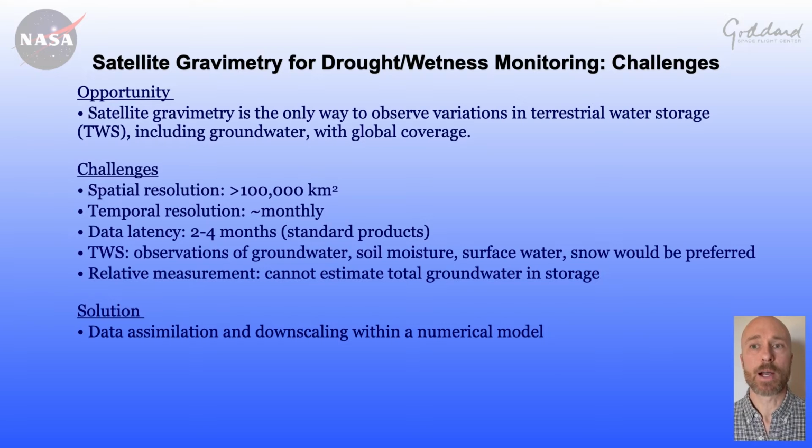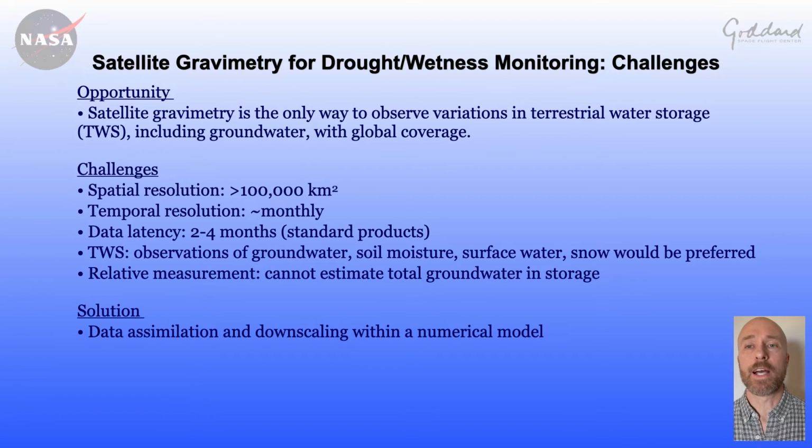Beyond that, terrestrial water storage is an unusual observation. It combines the groundwater, soil moisture, surface water, and snow into a single quantity, whereas of course we prefer to have those individual observations. And then it's also a relative measurement. We can't estimate the total groundwater in storage, for example. We can only tell about the changes in time relative to the long-term mean.